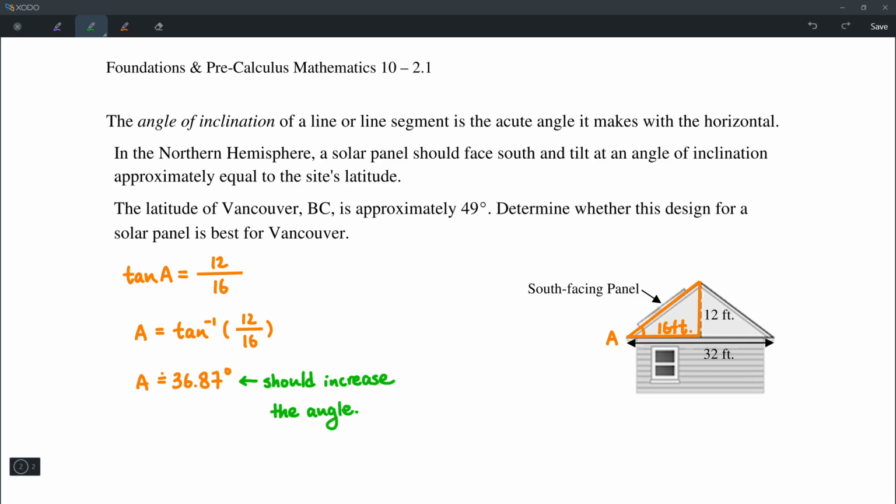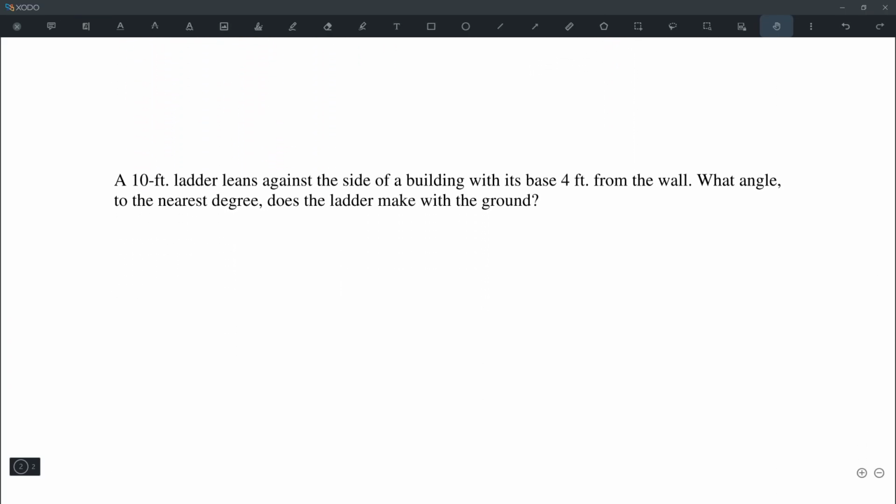Okay, so let's look at one more example. It says here, a 10-foot ladder is leaned against the side of the building with its base 4 feet from the wall. So it's best to just go ahead and draw the diagram. So here's the ladder, here's the wall, and here is the distance from the base of the wall to the base of the ladder. And we're looking for the angle that the ladder makes with the ground. So this is the angle here. We're going to call that angle A once again.